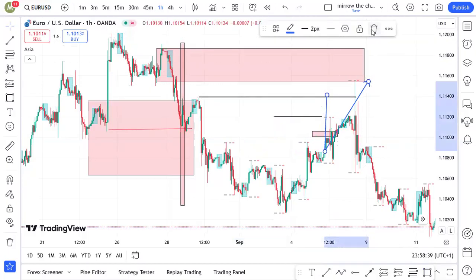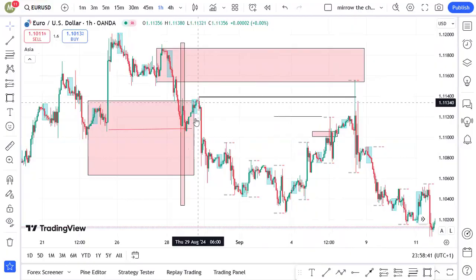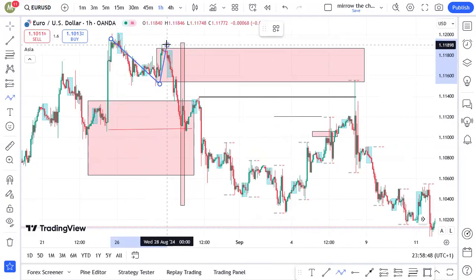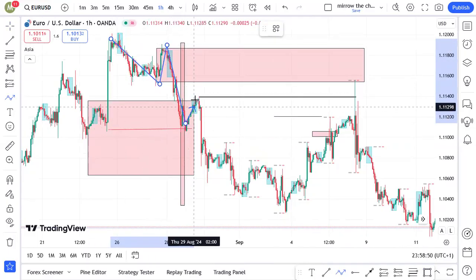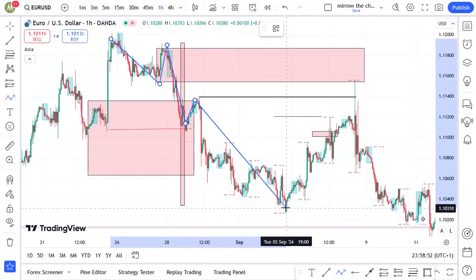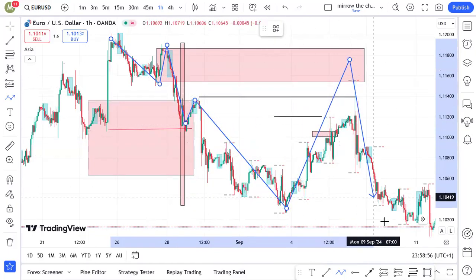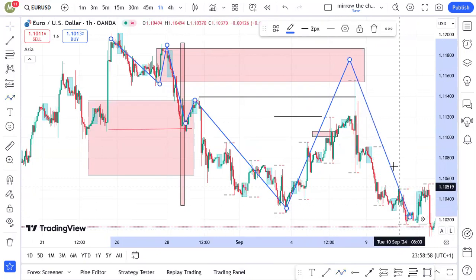Price loves to generate liquidity. That's what price did here. Price likes to do this kind of thing: come up before coming down, then take out that guy, mitigate this guy, and fall down.